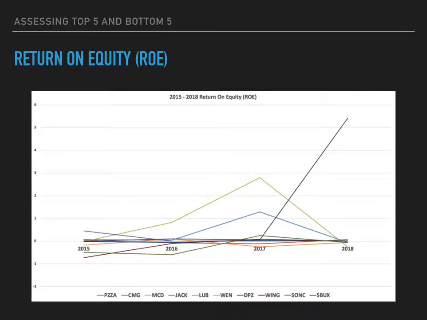So return on equity, you can quickly identify this one shooting up, which is Starbucks, performing very well. McDonald's having a good year, 2017, and then quickly returning to the market average.